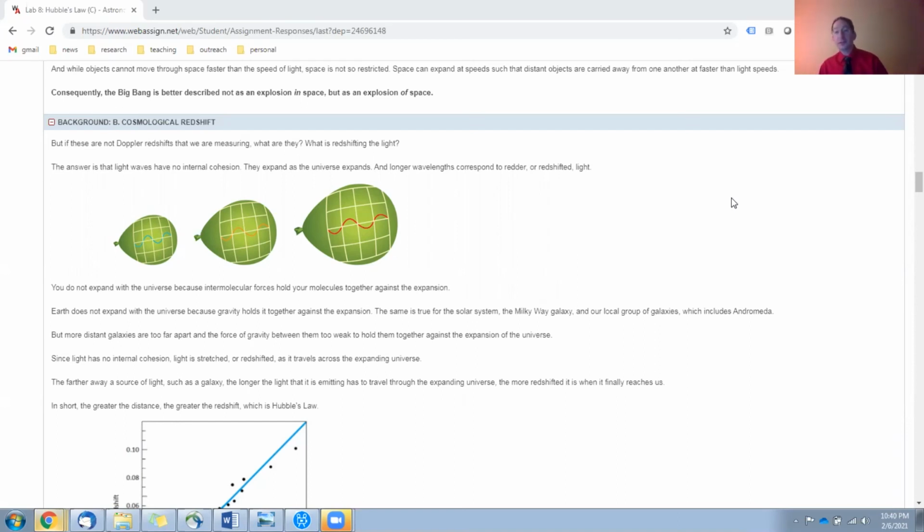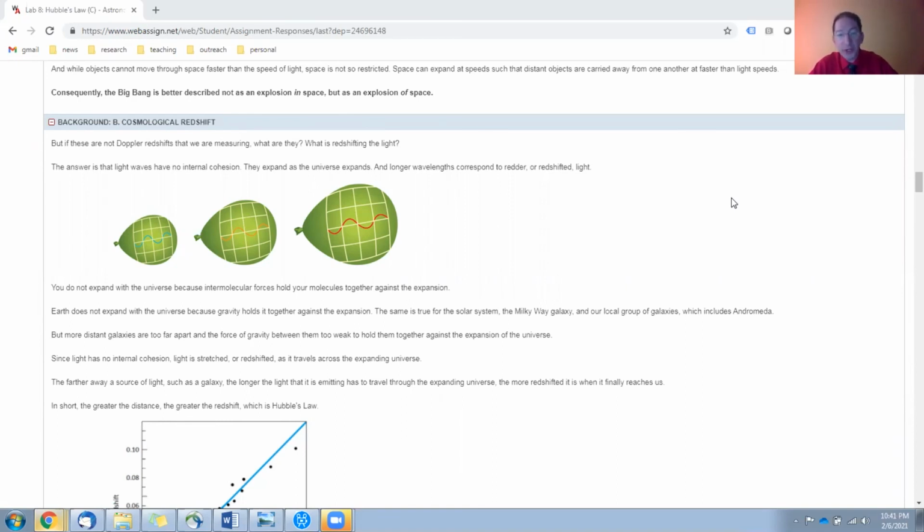Now, you may ask, do you expand with the universe? And the answer is no. You're made of molecules. These molecules have strong intermolecular bonds that hold you together against the expansion of the universe. What about the Earth? Does it expand with the universe? And the answer is again no. Earth is held together by gravitational forces, and these forces are strong enough to hold it together against the natural expansion of the universe. The same is true for our solar system, our galaxy, and our local group of galaxies, including Andromeda. But once you go further out than that, the objects are farther apart, the gravitational forces between them are weaker, and the expansion of the universe wins out, carrying everything apart from everything else.